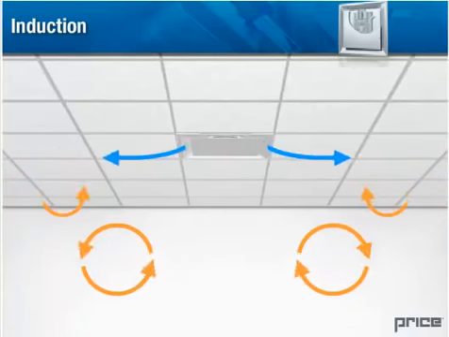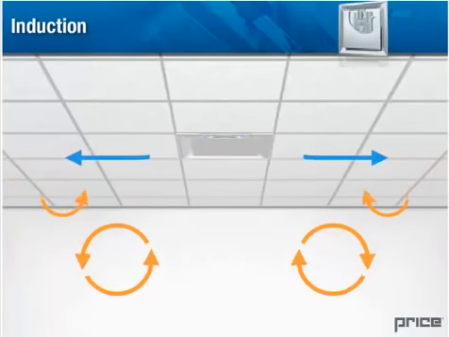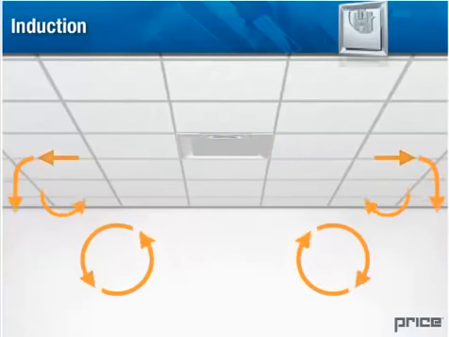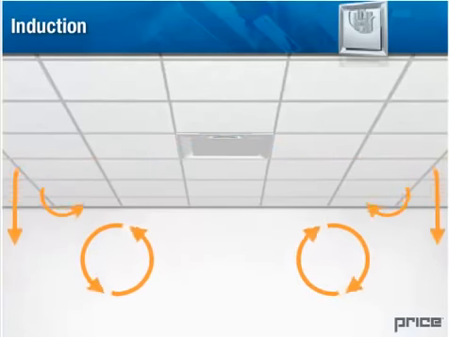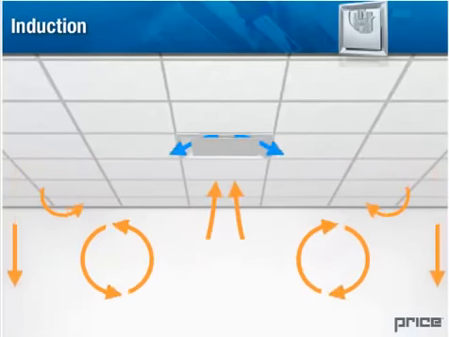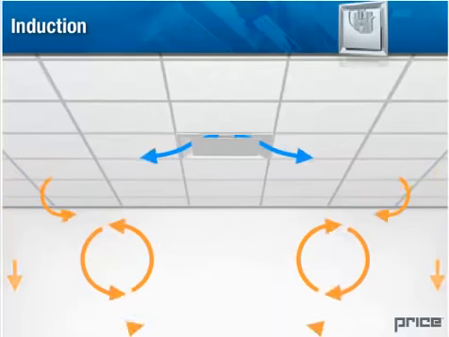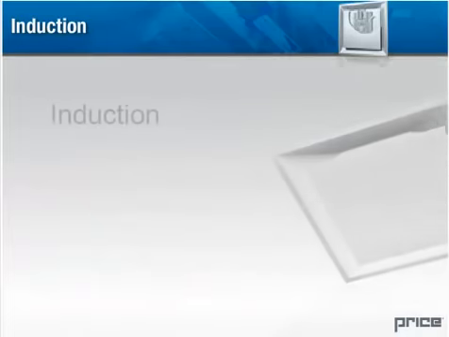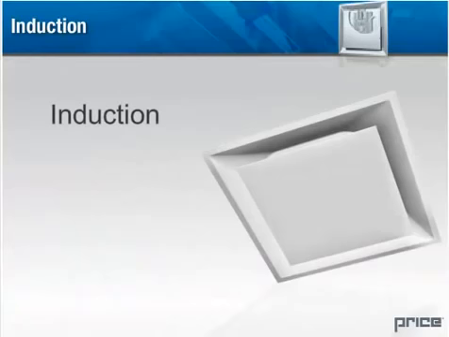The Price VAV diffusers use this principle to monitor the room temperature from the diffuser plaque. As conditioned air is discharged from the diffuser at high velocities, air within the room is drawn up to the plaque where the integral thermostat can accurately measure the temperature of the room. To learn more about induction, you can check out the Space Air Diffusion Price Training module.